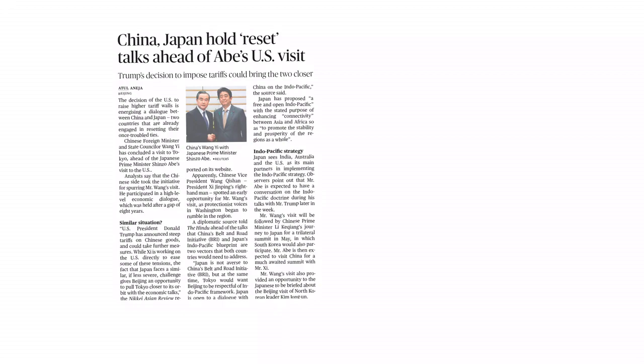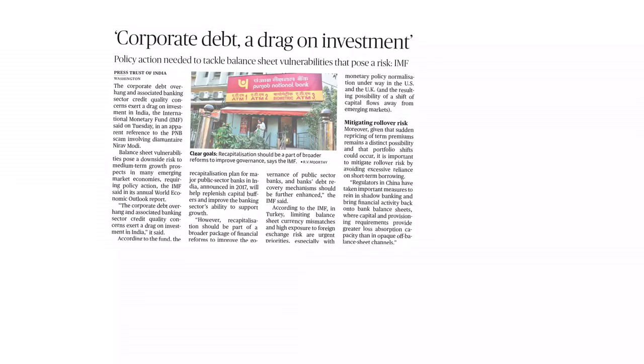China-Japan hold reset talks. Remember, the protectionism of the United States of America under Trump is changing the regional dynamics. China and Japan are more like India and Pakistan as far as rivalry is concerned. But their relations are seeing a rapprochement because of the growing protectionism in the United States of America. So here, there are two things that have to align with each other. One is China's One Belt, One Road initiative, which has to align with Japan's Indo-Pacific blueprint. And Japan sees India, Australia, and the US as its main partners in implementing its Indo-Pacific strategy. However, the resetting of talks between Japan and China is a positive development.